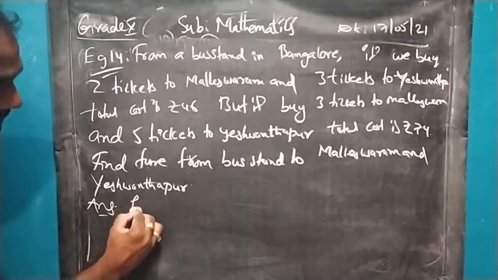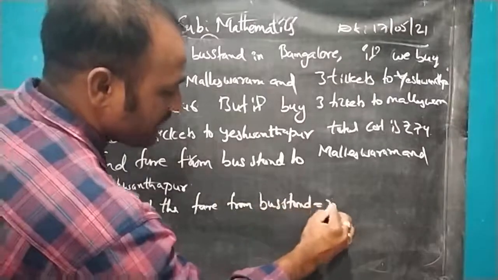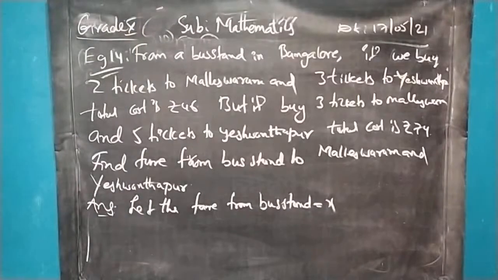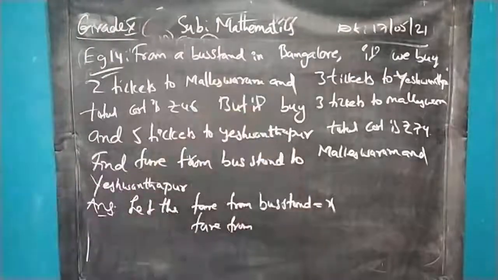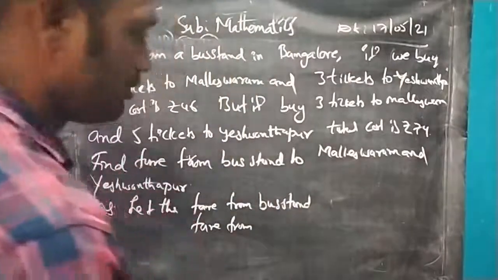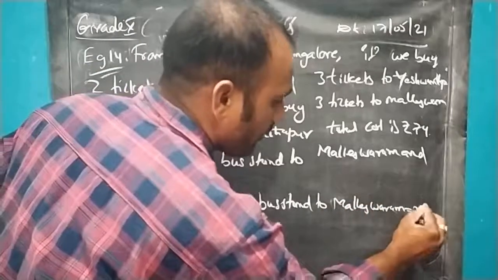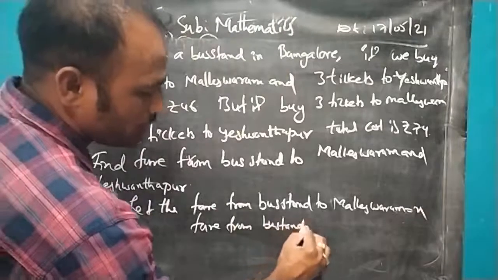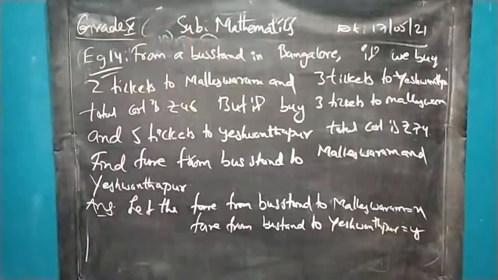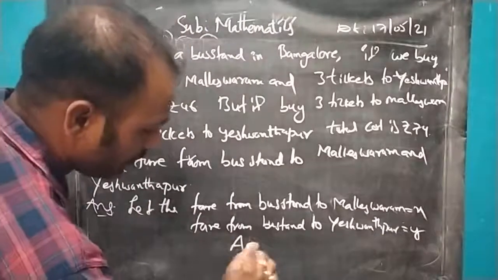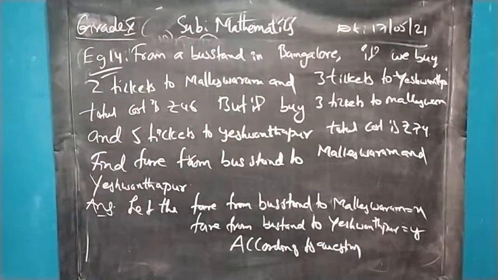So let us see. Let the fare from the bus stand to Malleshwaram, we can assume it as X. Fare from the bus stand to Yeshwanthpur, we can assume it as Y. Now, according to the question, we'll be writing on the top.